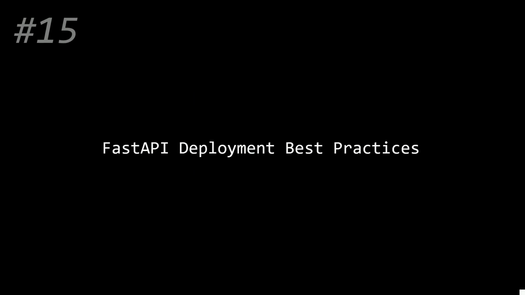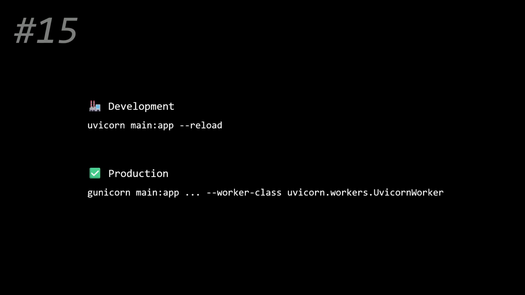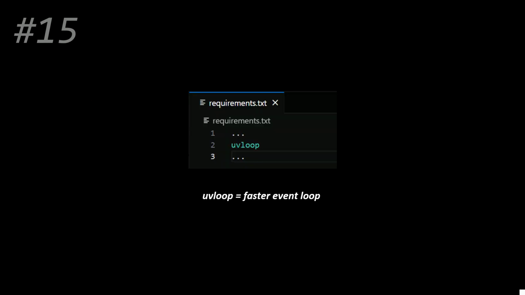And for our last point, number 15, we are talking about the best practices for deploying FastAPI. For local development, Uvicorn on its own is perfectly fine. However, when you move to a production environment, you should run Uvicorn with Gunicorn, specifically using the Uvicorn worker class. Next, make sure to install uvloop in your Python virtual environment. FastAPI will automatically detect and use uvloop instead of the default asyncio event loop, which can provide a significant performance boost.